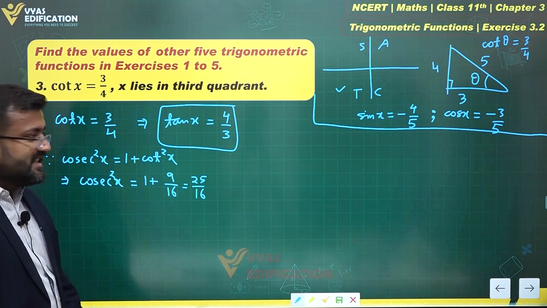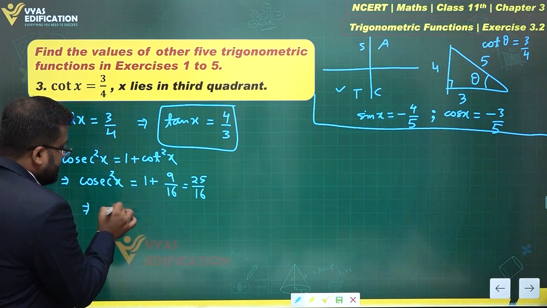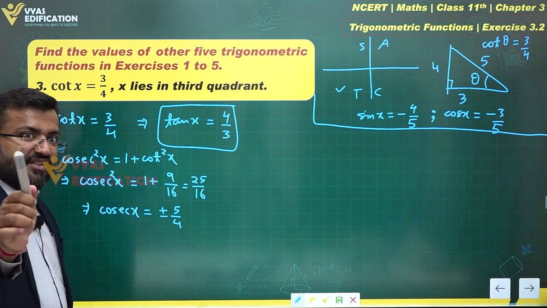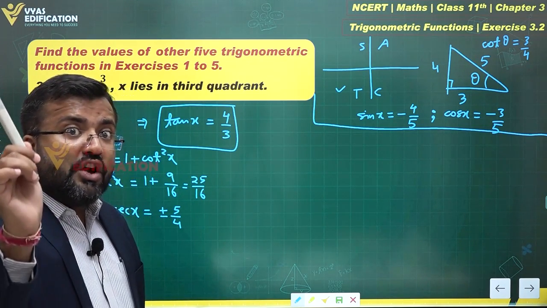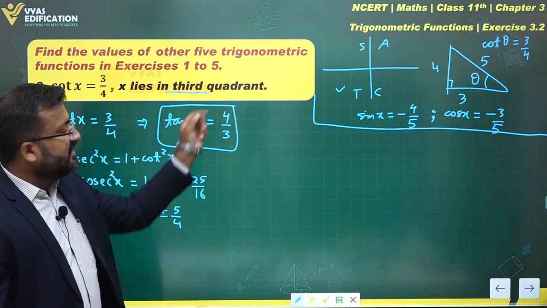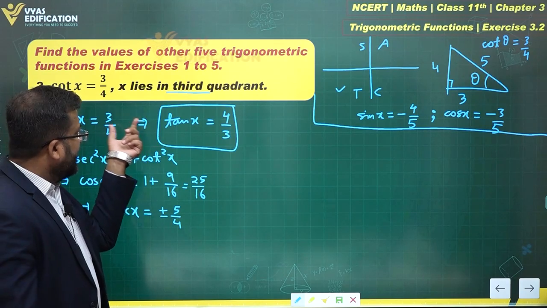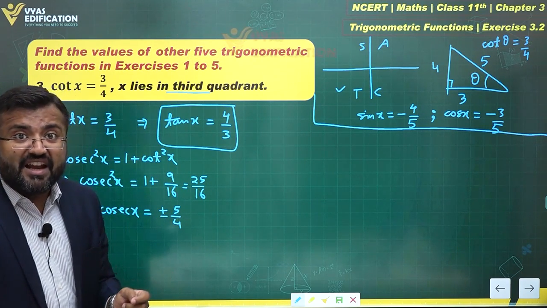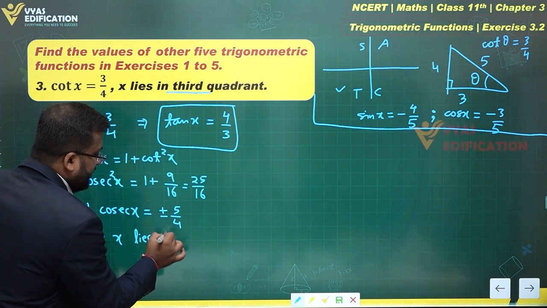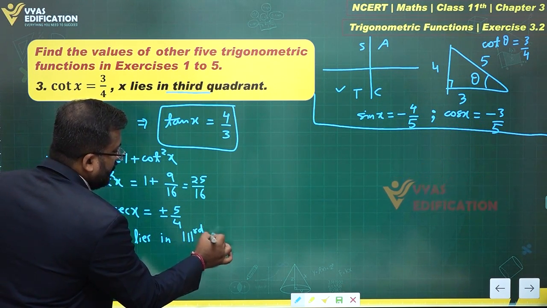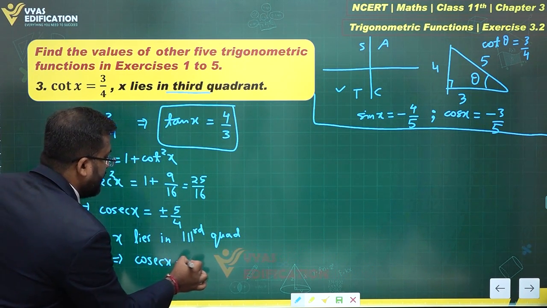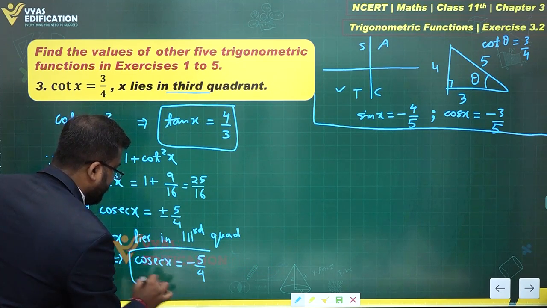Once you are through with this, we can easily say that cosec x will be plus minus 5 upon 4. The question is whether it will be plus 5 by 4 or minus 5 by 4, and the answer lies in the location of x. X lies in the third quadrant. In the third quadrant, tan and cot are positive, but cosec would be negative. So since x lies in the third quadrant, cosec x will be minus 5 by 4.